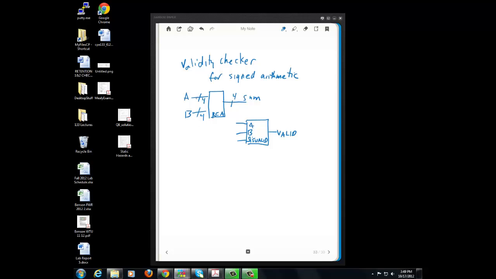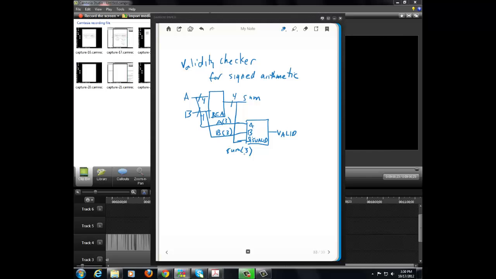And what we're going to do is take the most significant bit, or A sub 3 in this case, and connect it to our A input. We're going to take the most significant bit of B and connect it to our B input, and take the most significant bit of the sum, sum sub 3, and connect it to our S input, because the most significant bit of any of these is the sign bit. So if we have two positive numbers and it outputs a negative number, we know that we have a problem. So let's see how this is going to look.